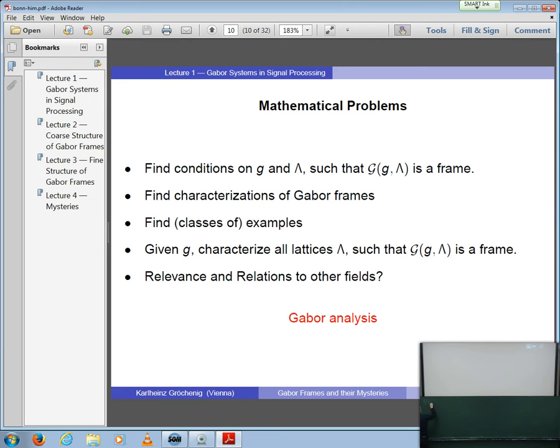So the question is, given a window, a pulse g in L2, a lattice Lambda, and Lambda is obtained from the integer lattice by some invertible linear transformation, how do we determine whether this is a frame or not? Before doing that, I need a second lattice associated to this. That's the so-called adjoint lattice.